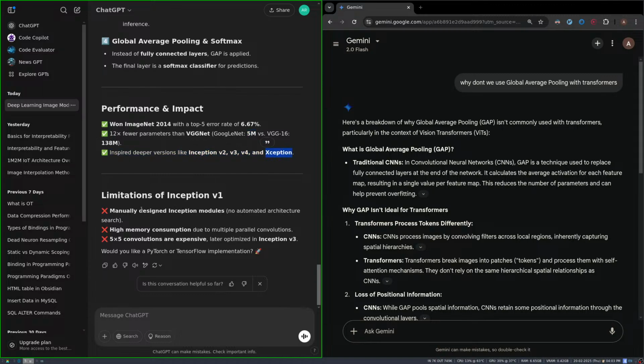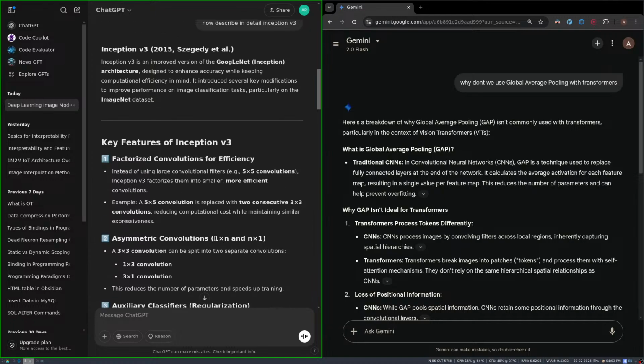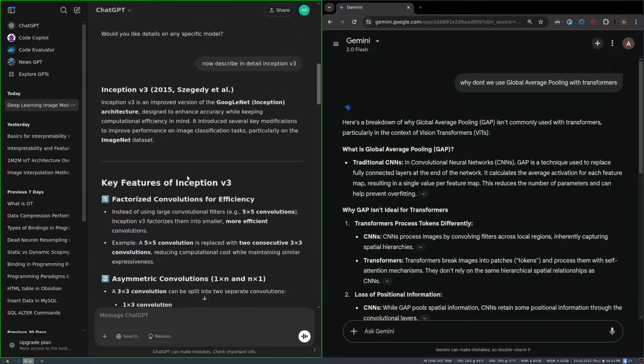Limitations: manually designed inception modules, no automated architecture search. High memory consumption due to multi-path convolution. 5x5 convolution is expensive, later optimized in Inception V3. Would you like a PyTorch or TensorFlow implementation? Maybe not now, but probably I will want to.